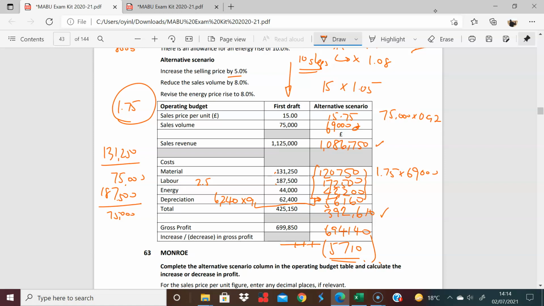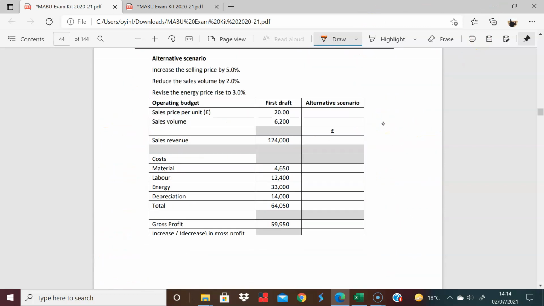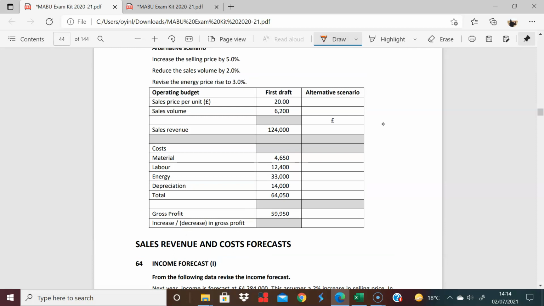Cool, great stuff. So this should help you produce the next answer, 63, and then you should be fine for those two. Cool, great stuff.